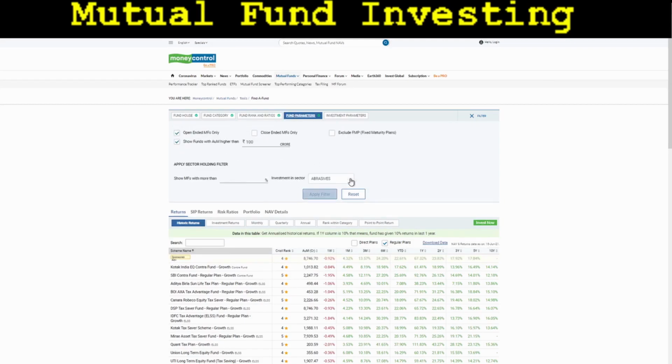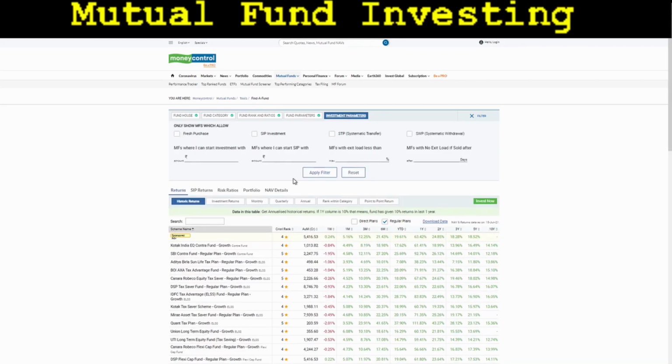Then we have fund parameters. Here the most important is investment sector analysis. That means you can select a particular sector of your choice, and if you want to invest in that particular sector, then you can select the sector and then you can have a percentage allocated to it. So let's say if you want to invest in a sector that has exposure in capital markets, you can select that parameter here and apply filter. After this, all the mutual funds will be filtered based on your selection. The next category is investment parameters. This is same as the investment type mode we already discussed.